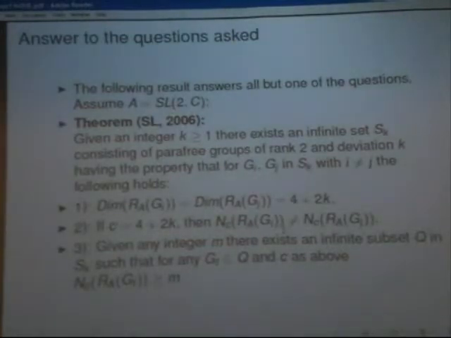And in fact, it can even get worse. It says given any integer m, there exists an infinite subset Q in S sub k, such that for any G sub t in this set Q and C as above, the number of maximal irreducible components in dimension C is greater or equal to that number. So in essence, this thing is very, very, very different.